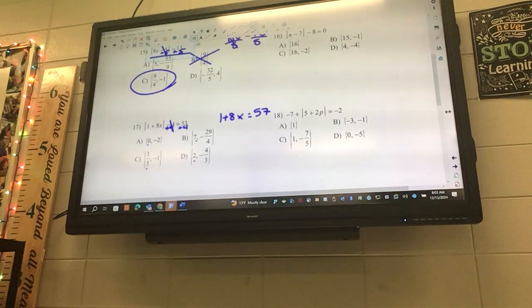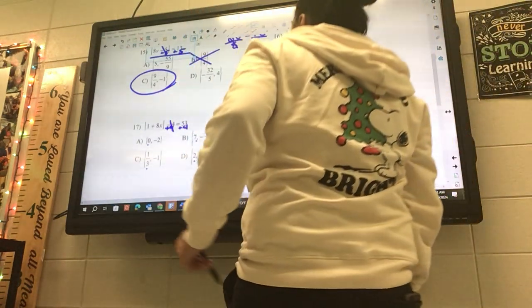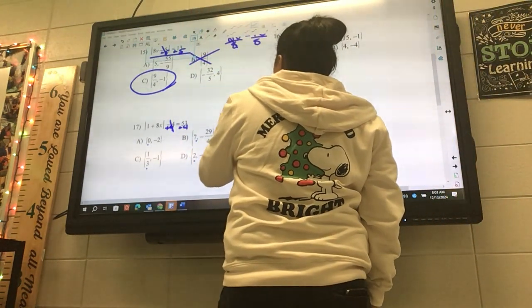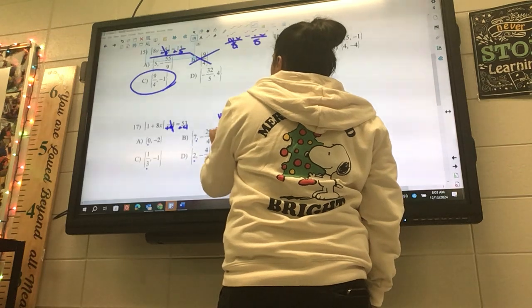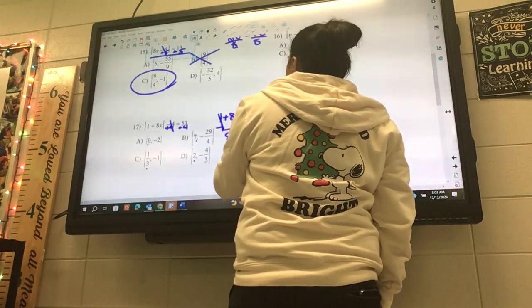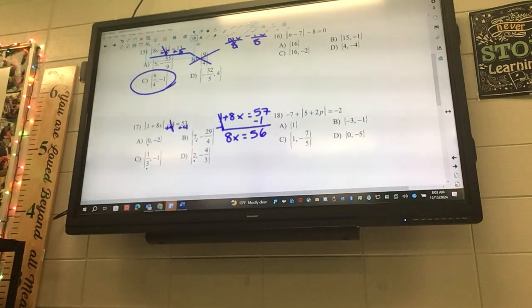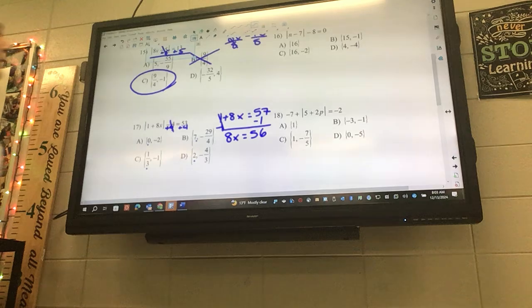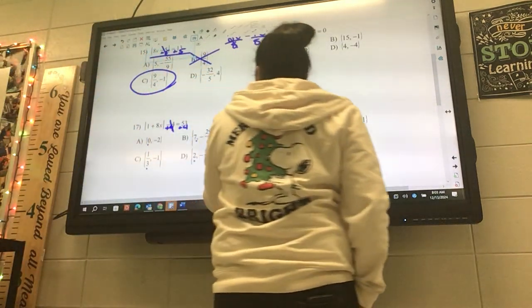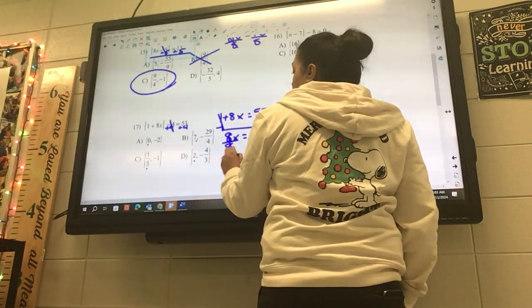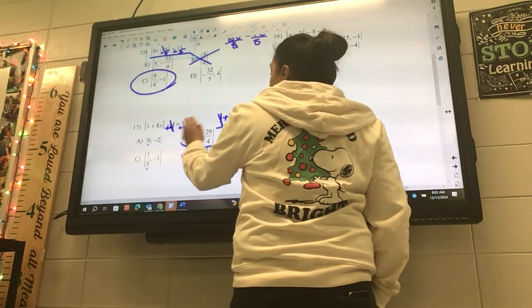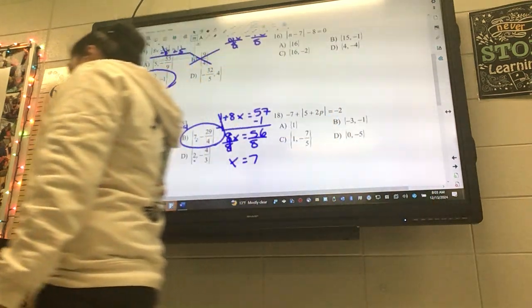Okay, and then what? We're going to say minus 1 on both sides. So I get 8x equals 56. Okay, and then divide by 8. Okay, so I'm going to get x equals 7, and that's answer B. Okay, so I'm going to do that answer option.